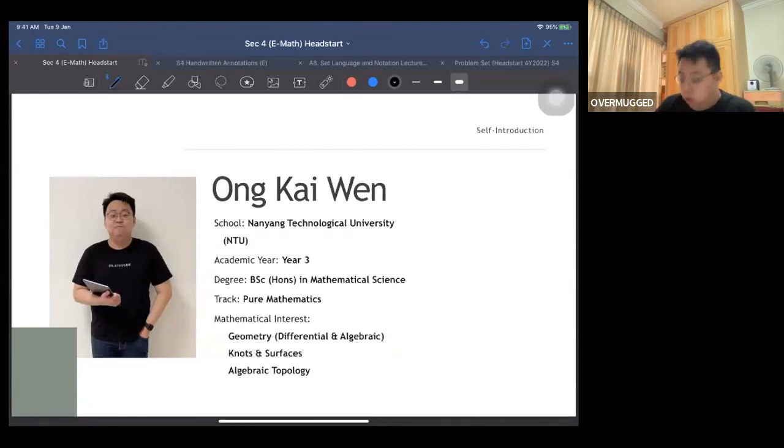I have an area of interest, and that will be under the surfaces, topological surfaces, in both the differential and algebraical side. This one is a bit more niche, not really relevant to the O-level syllabus, but I do know my stuff, because I study math, and I really do love math.